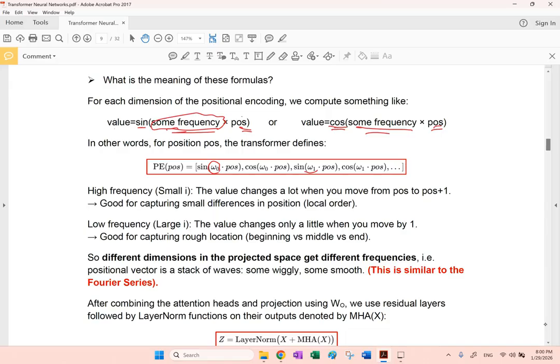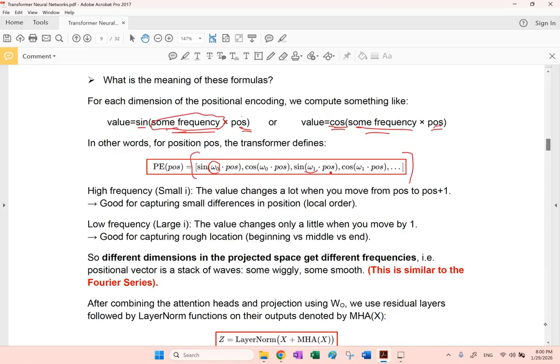Then for the second i, you're going to get sine of omega 1 pos and cosine of omega 1 pos. Another pair, a little bit less frequency. And then sine of omega 2 pos, cosine omega 2 pos, and so on and so forth, until the very last frequency. Now, what is this? What do you think we are doing here?